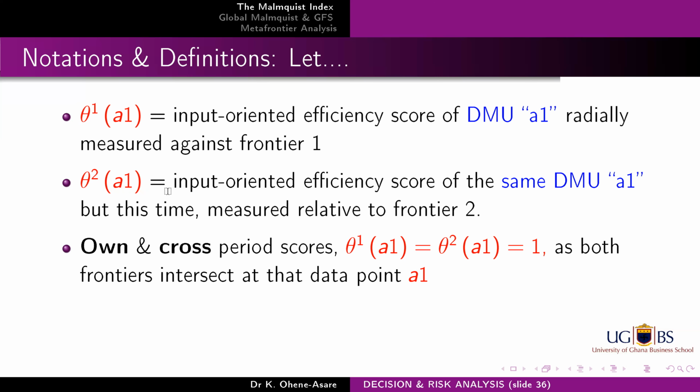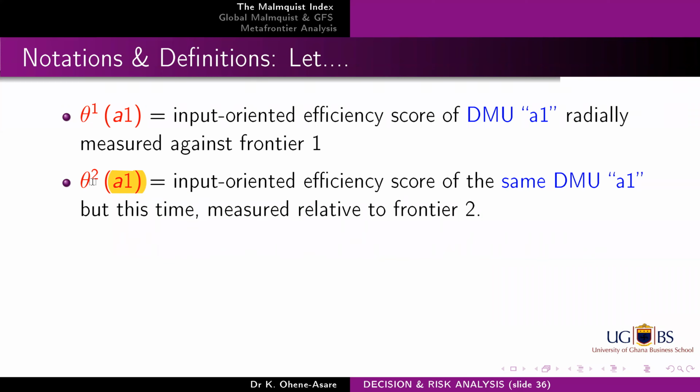Now, these 2 efficiency scores, the first one is known as the own period efficiency score. Own period. Why? Because you have the efficiency of a firm in year 1 relative to frontier 1. You get a point, 1, 1. So that is own period. But the second one is the efficiency of a firm in year 1 relative to the frontier 2. So the periods are crossing. And this is called cross-period efficiency.